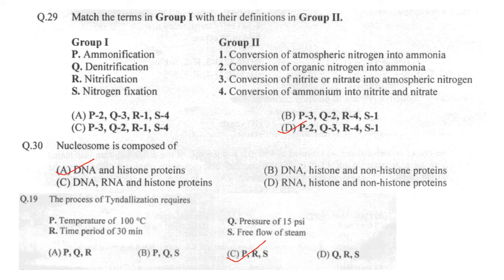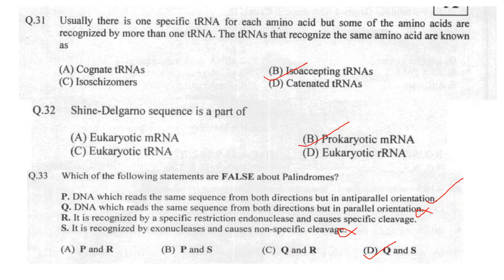Next one. The process of tyndallization requires a temperature of 100 degrees Celsius, pressure of 15 psi, time period of 30 minutes, and free flow of steam. So out of these, which are required for the process of tyndallization? Answer is option C, P, R and S. That is temperature of 100 degrees Celsius, time period of 30 minutes, free flow of steam.